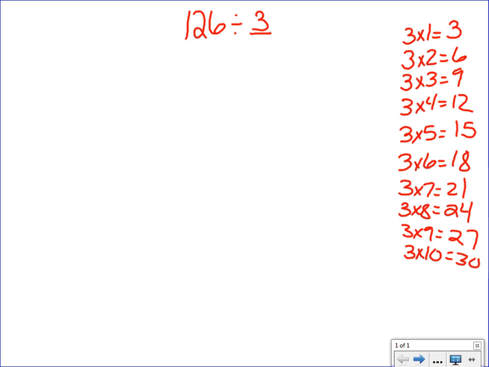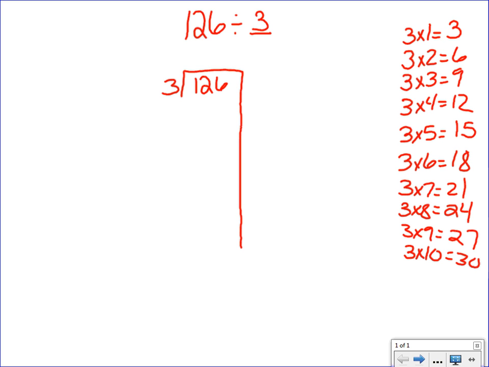Now they can go all the way to 3 times 12 if they really wanted to, but I like stopping at 10. Now, I'm going to take these multiplication facts, and they're going to give me a great starting point for my division. I'm going to go ahead and set up my division problem, and I'm going to extend the line here on the right-hand side to show all my work.